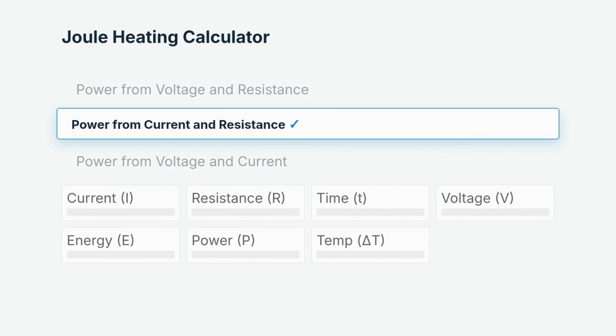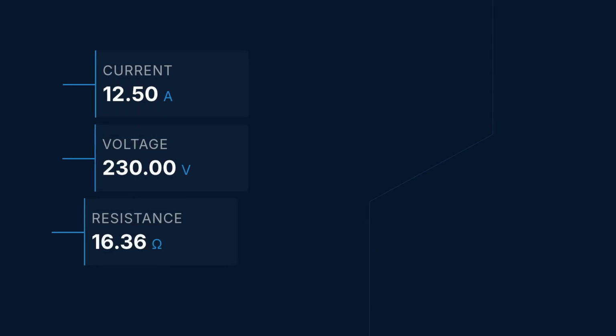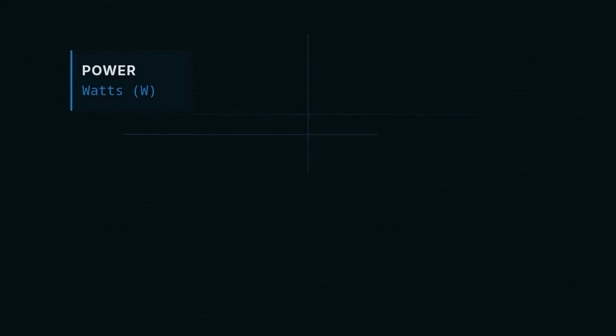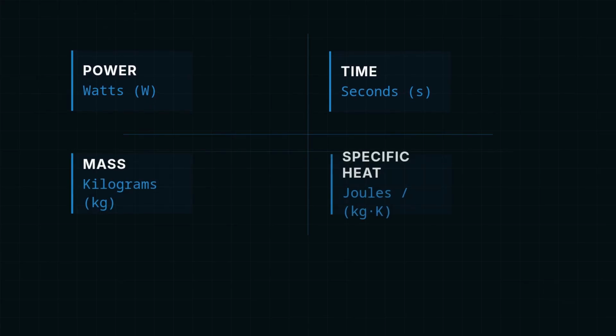Below that are 7 input fields: current in amperes, voltage in volts, resistance in ohms, power in watts, time in seconds, mass in kilograms, and specific heat in joules per kilogram Kelvin.